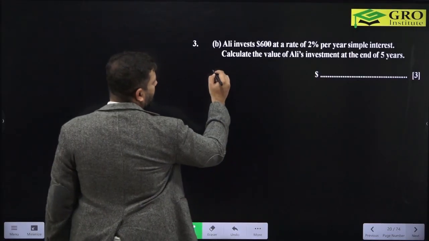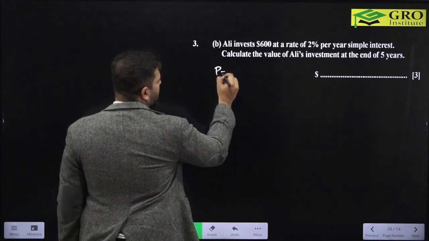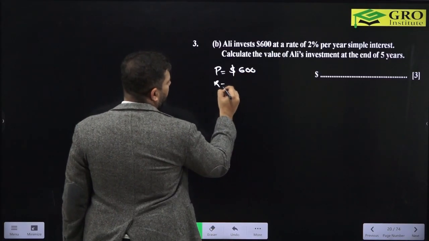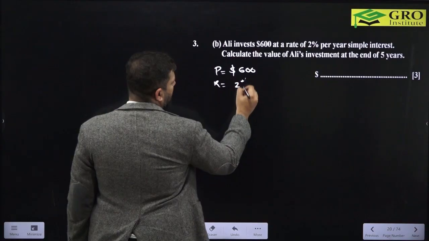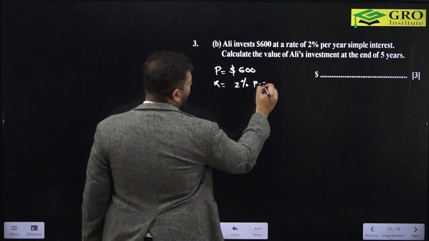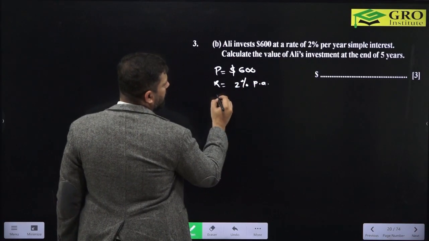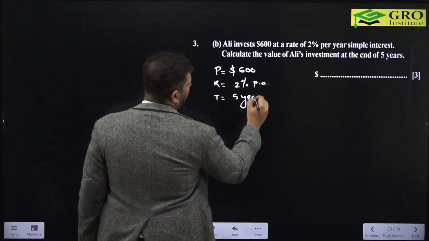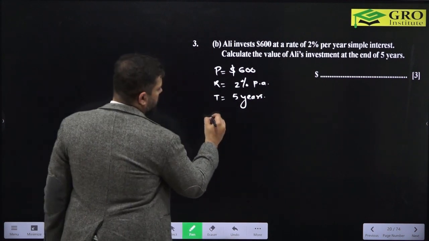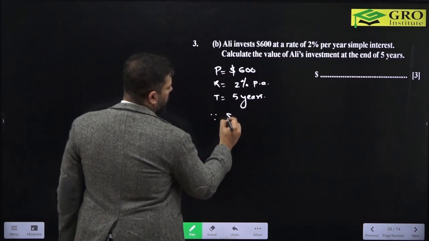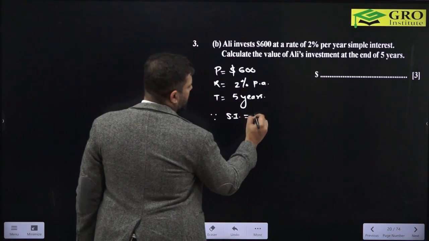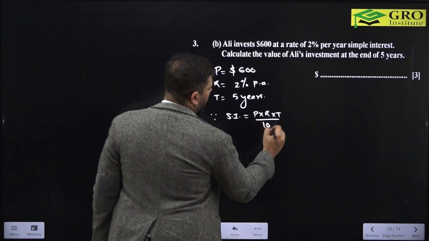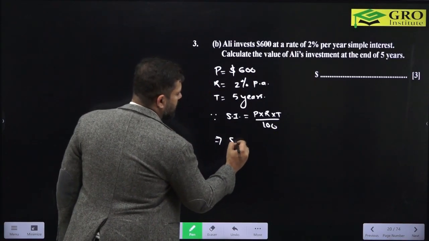For that, let me write what is given. So P is given to us as $600. The rate of interest is given to us as 2% per annum or per year, and the time is given to us as 5 years. So since simple interest is equal to P times R times T upon 100, let us substitute the values, guys.